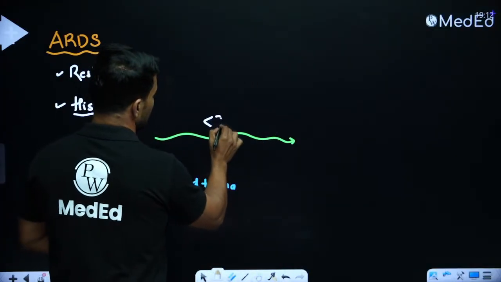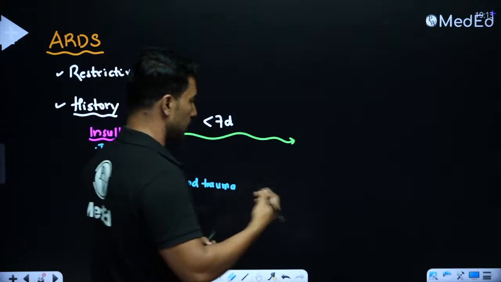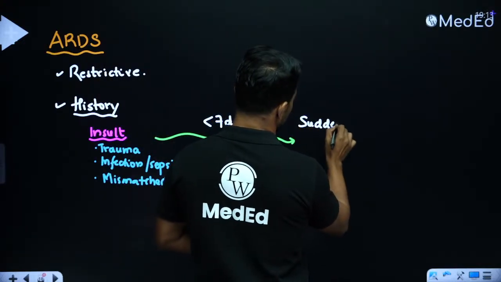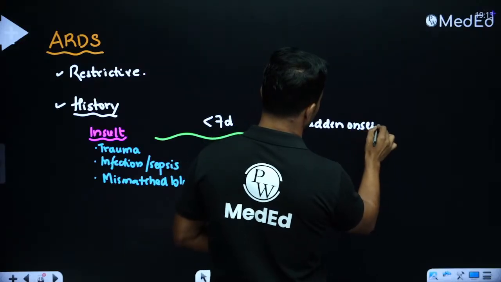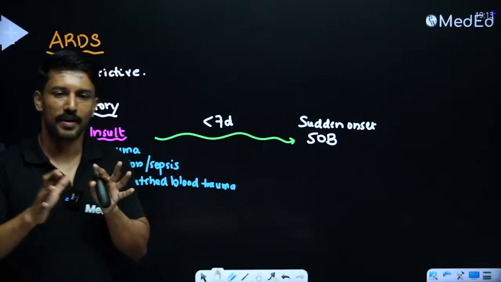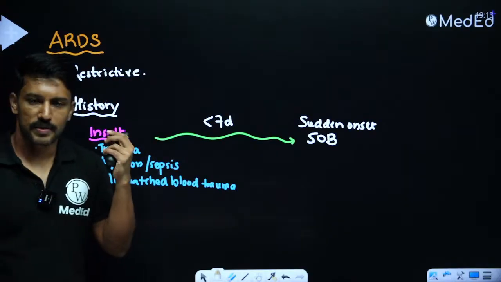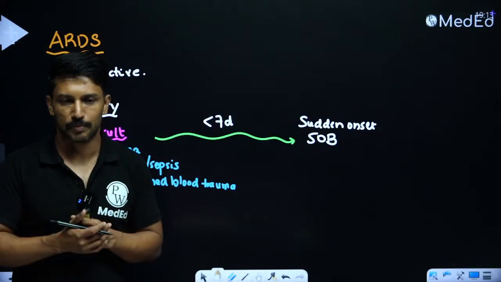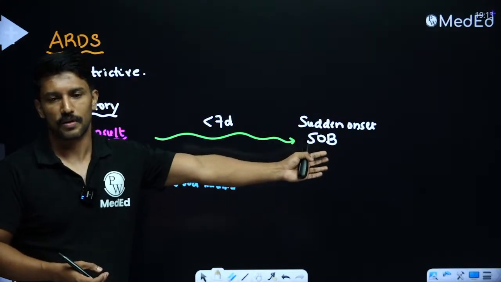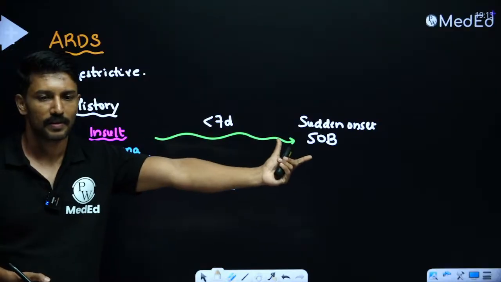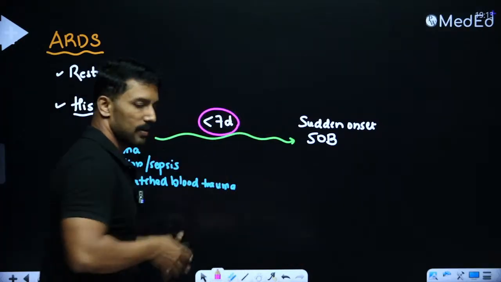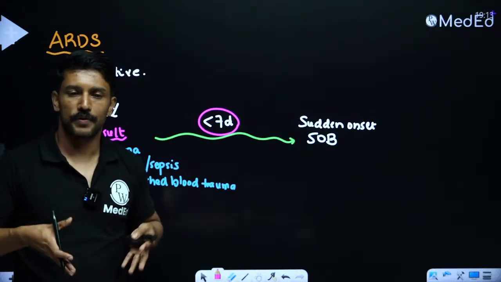Usually it takes less than 7 days for the lungs to get affected. The patient will present with sudden onset shortness of breath. This is how the context is set. Like a patient presented with urinary tract infection, diagnosed as sepsis, and then on day 4 of the hospital stay, he started developing sudden onset shortness of breath. That's the build-up for ARDS. So what does that mean? He had a urinary tract infection, so there was inflammation of the urinary tract.